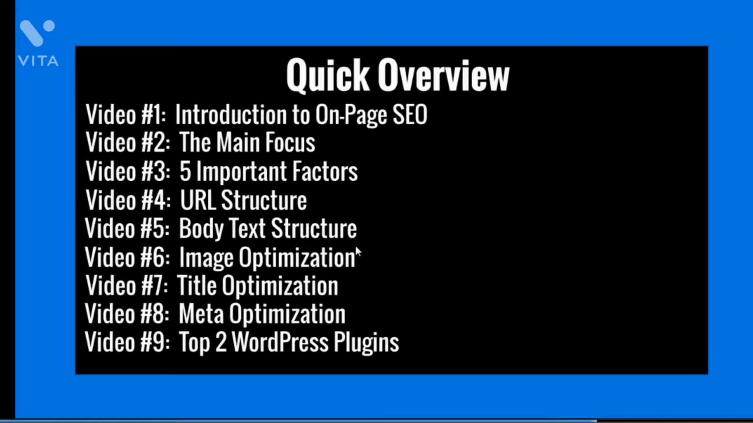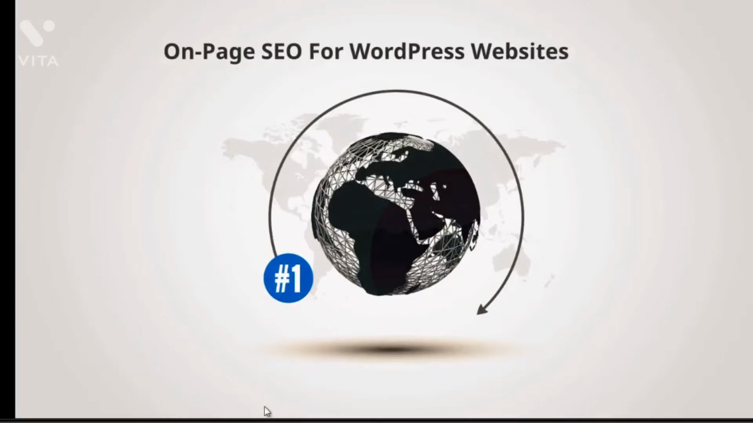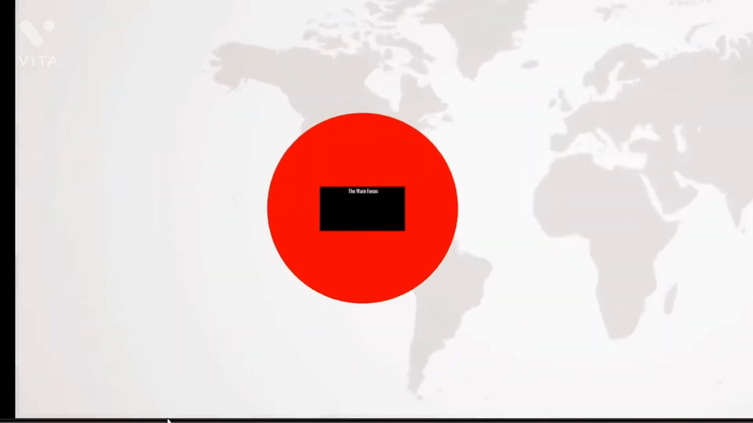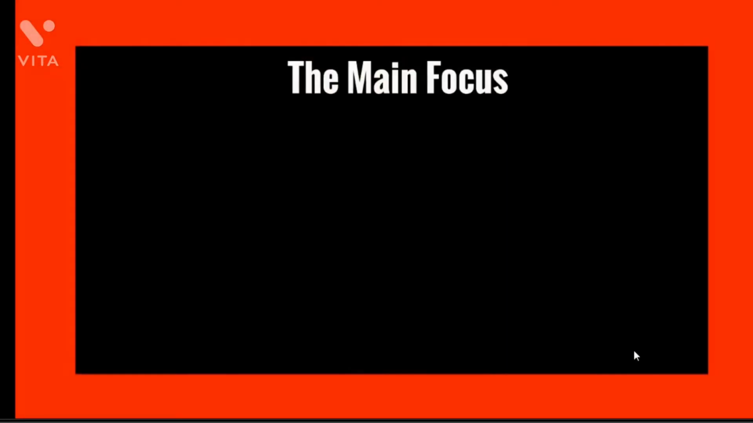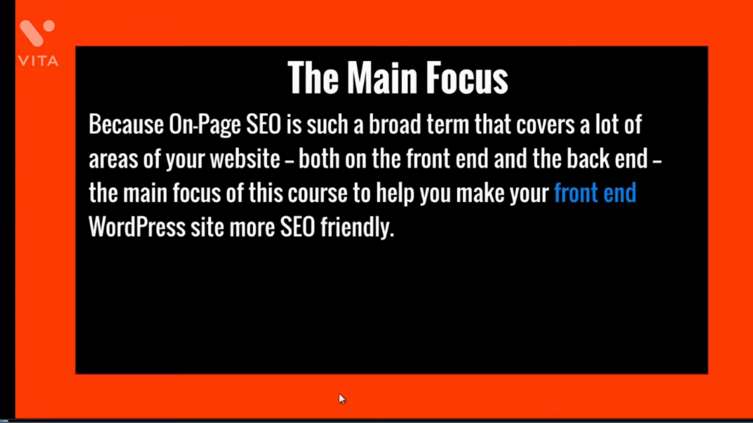I'm going to go through here. So this is video number 1. Let's move to video number 2. Hello and welcome back. This is video number 2, and in this video we're going to talk about the main focus so that you have a better, clear view of what we're going to talk about in this video course. You see, because on-page SEO is such a broad term that literally covers a lot of areas of your website, both the front end, such as the text.